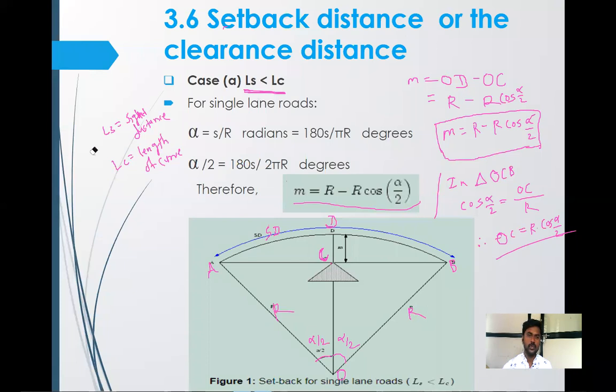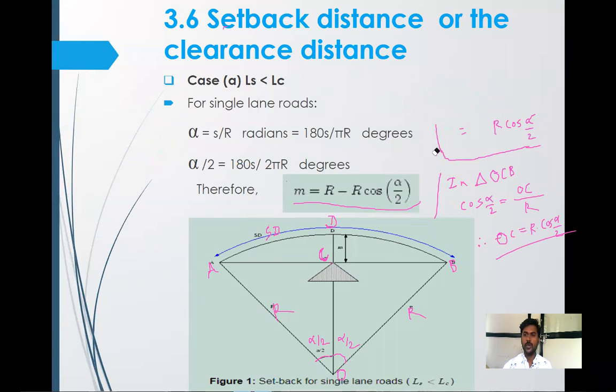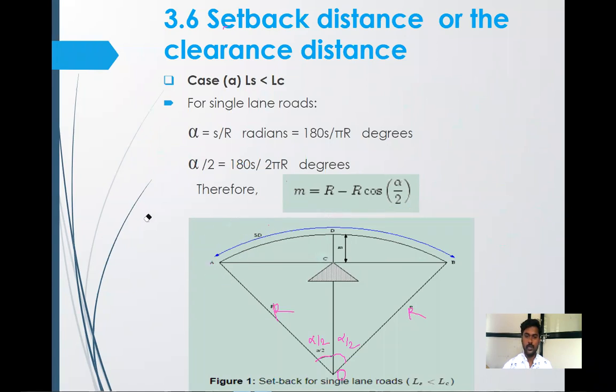When the side distance is less than the length of curve, what is meant by that? I will show you by the diagram so you will understand better. LS is the side distance, and LC is the length of curve. This indicates the side distance is less than the length of curve.